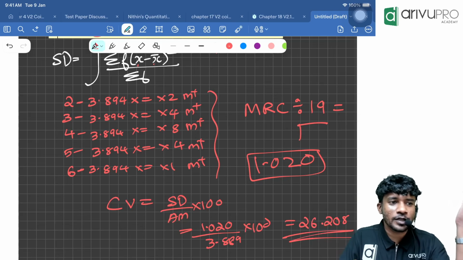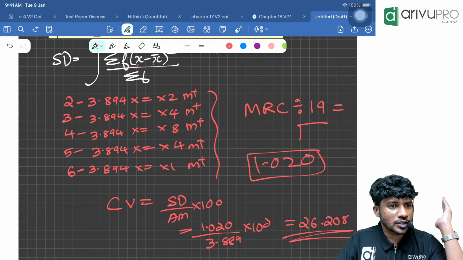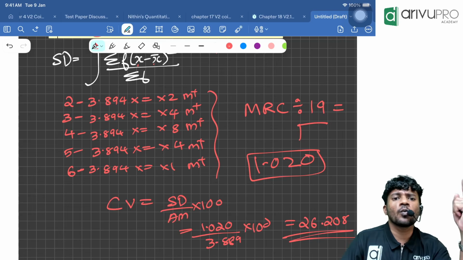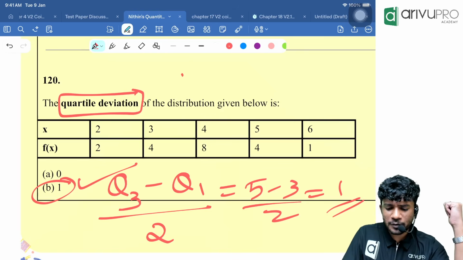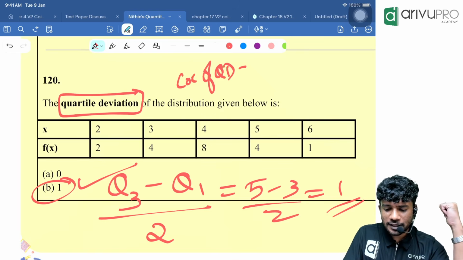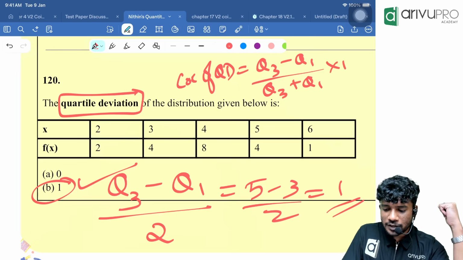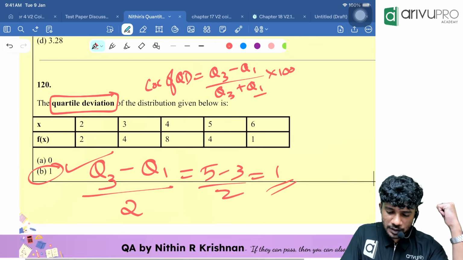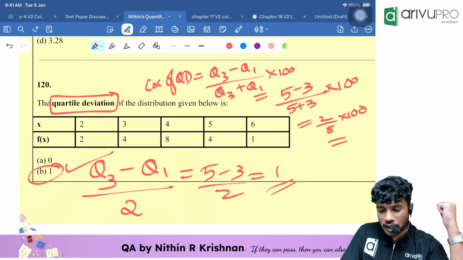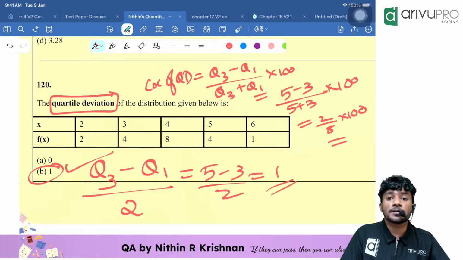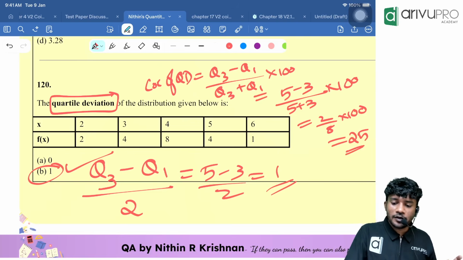Quartile deviation we have already done in the previous question. How much we got for quartile deviation? Here quartile deviation is 1. Then tell me what is coefficient of quartile deviation. That is nothing but Q3 minus Q1 divided by Q3 plus Q1 into 100. Q3 is 5. 5 minus 3 divided by 5 plus 3 into 100. That is 2 by 8 into 100. How much is it? 25. Done. So we have done everything.